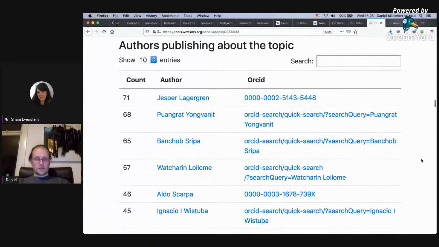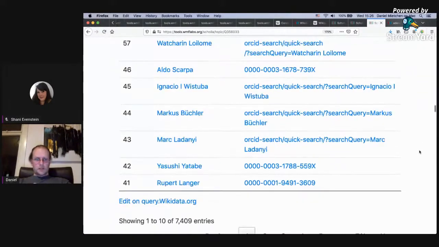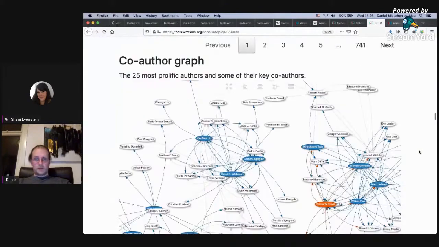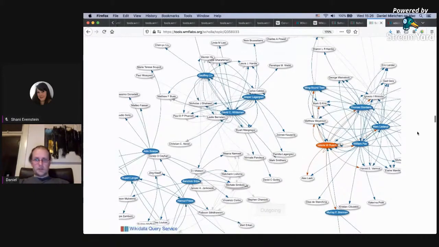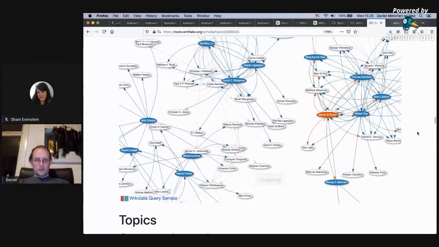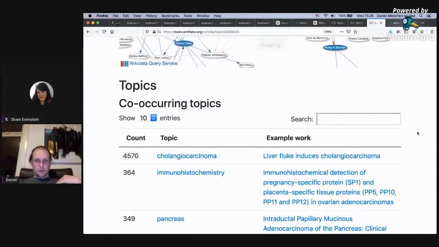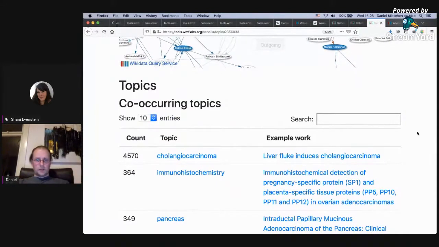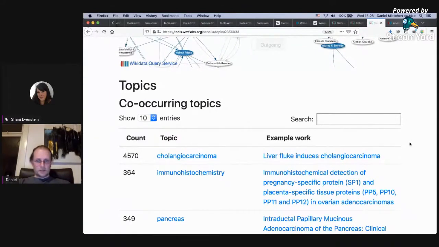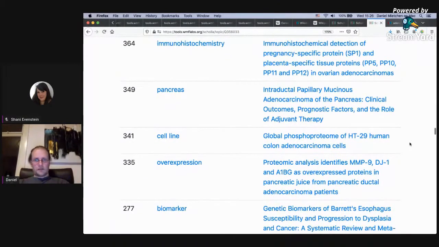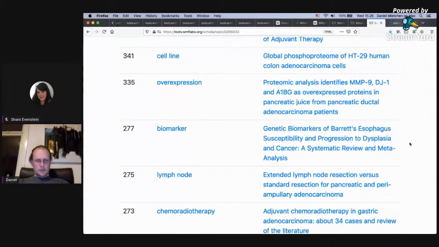Chinese scripts and stuff. Then you see what are the people that are most active in terms of number of publications on the topic. You see their co-author graph. So the most prominent people here kind of form some networks, and you see how they interact. You see the topics that occur together with your target topic. So we had adenocarcinoma, and so here cholangiocarcinoma, another kind of cancer, just pops up as a related topic. It makes sense. And then immunohistochemistry, yes, because that's one of the mechanisms by which you detect things.